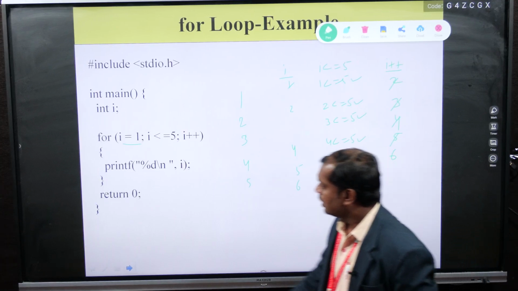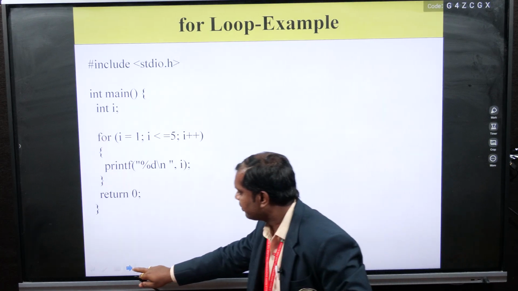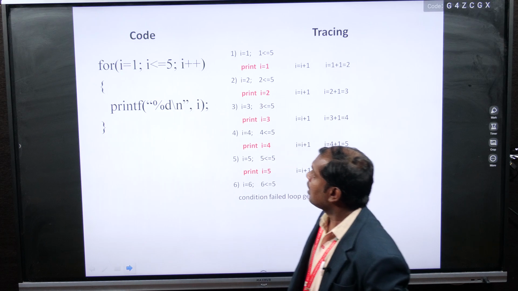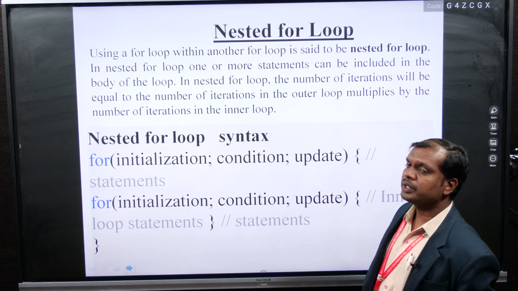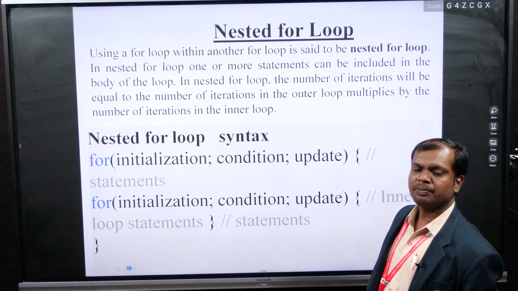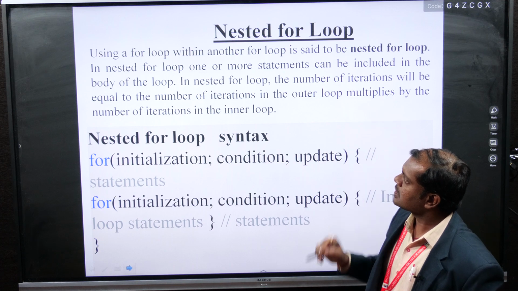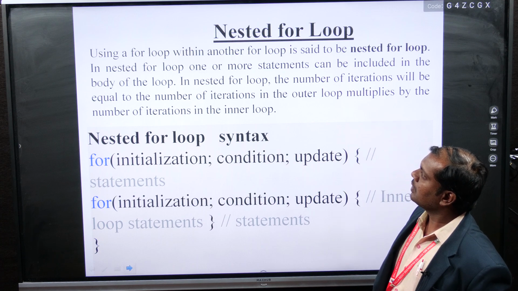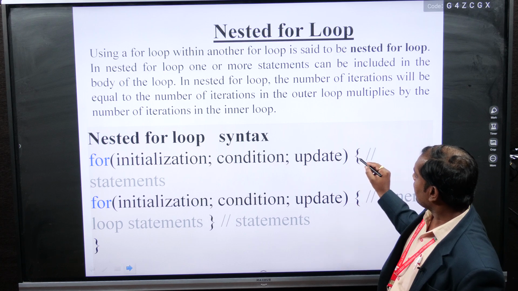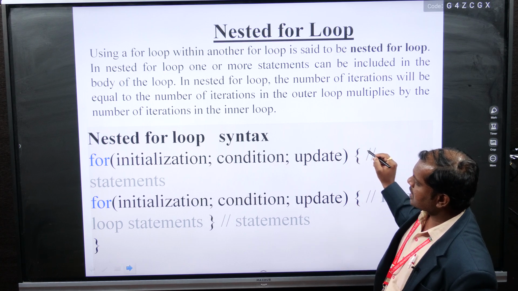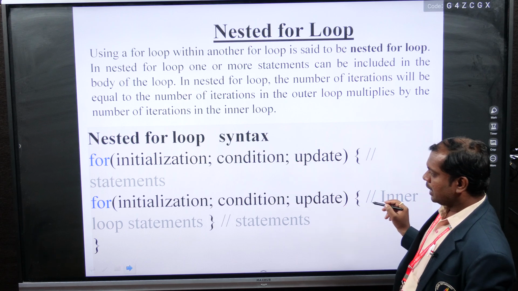And here we can take another part: how can we execute a loop when we are using more than one loop? The concept of using more than one loop is called nested for loops. In the nested for loop concept, we are using one loop within another loop. The first loop is called the outer loop, and the loop within the outer loop is called the inner loop.